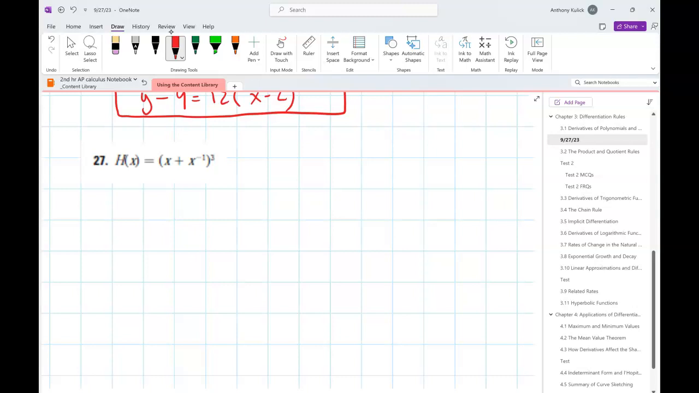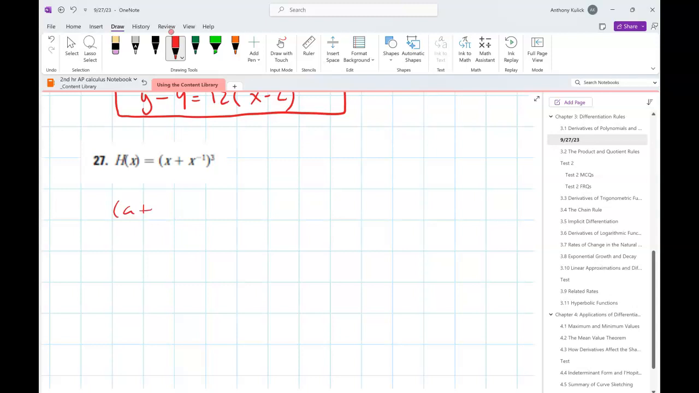Okay, so just asking for the derivative of h of x. As it's currently written, I cannot do the derivative of this because what I have is a composition of two functions, right? I have this x plus 1 over x inside of x cubed. We don't know how to do that yet. It'll be the first topic we do after the test. What do I need to do instead then? I need to FOIL that out.